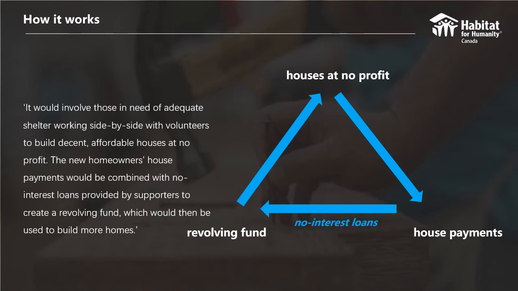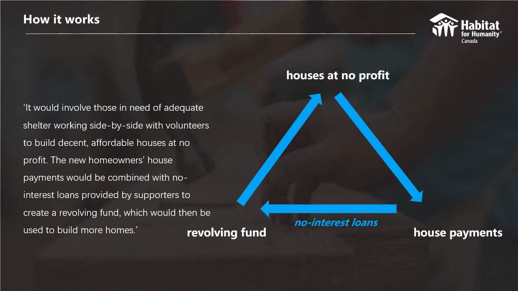Then all the payments, combined with non-interest bonds, turn into another new round of the revolving fund. And this fund will be the new budget to build another new house. It just makes a circle: house payments, then other new houses, one by one. This makes sure everybody has the opportunity to get a house at a budget price.